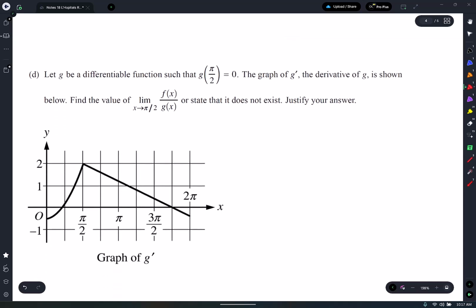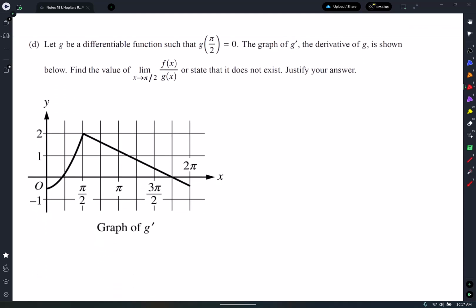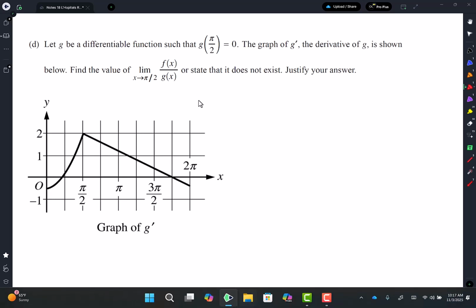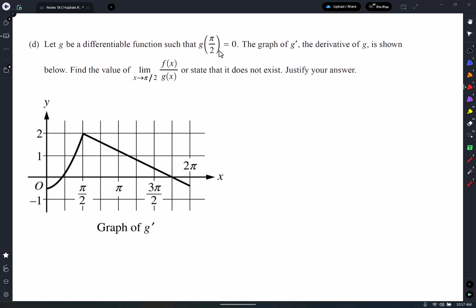Here we go. This is what I wanted to look at. Look what it says. Let g be a differentiable function such that g of π over 2 equals 0. The graph of g prime, the derivative of g, is shown below. Find the value of the limit as x approaches π over 2 of f of x over g of x, or state that it does not exist. Justify your answer. All right, here we go.